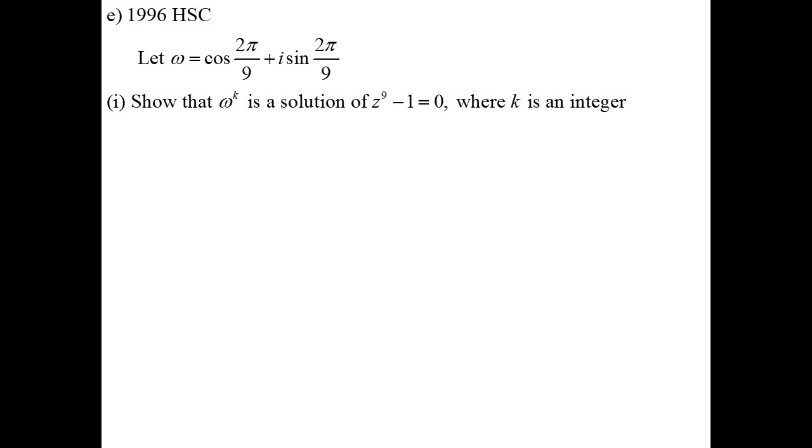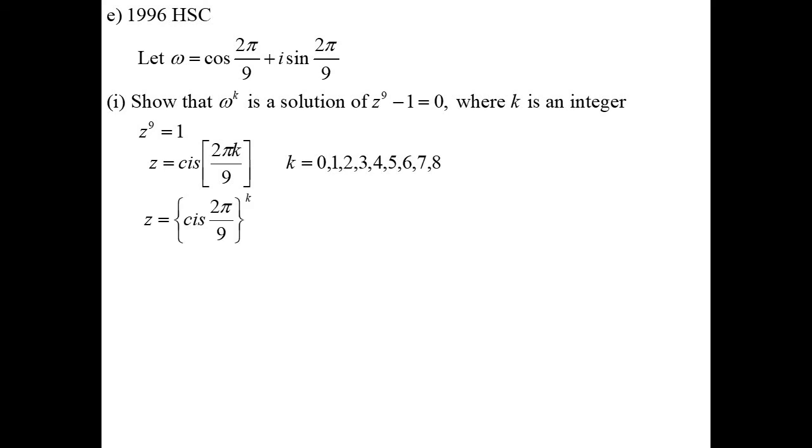So show that omega to the power of k is a solution. Z to the power of 9 is equal to 1. We know z is cis 2 pi k on 9, where k is, well this time I just wrote them out: 0, 1, 2, 3, 4, 5, 6, 7, 8. But I can rewrite that using de Moivre's theorem as cis 2 pi on 9 to the power of k. And they told me cis 2 pi on 9 was omega. So z is omega to the power of k, where k is an integer.